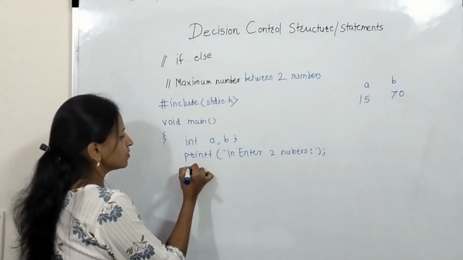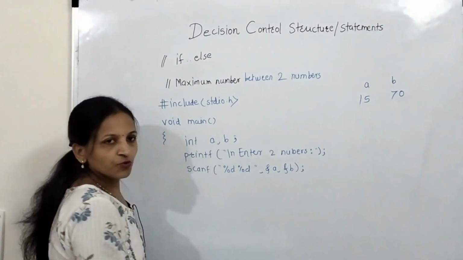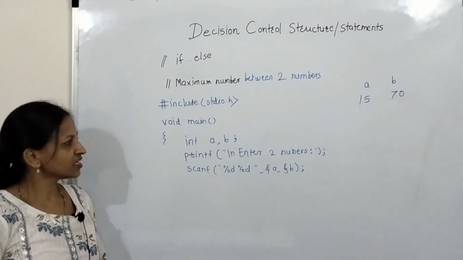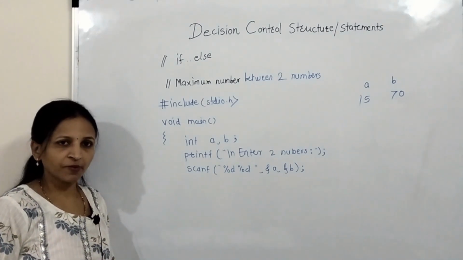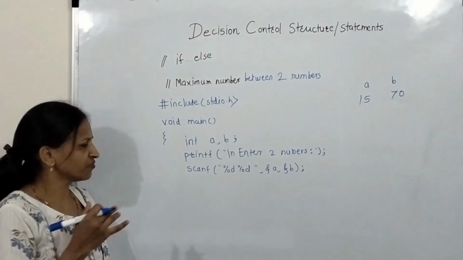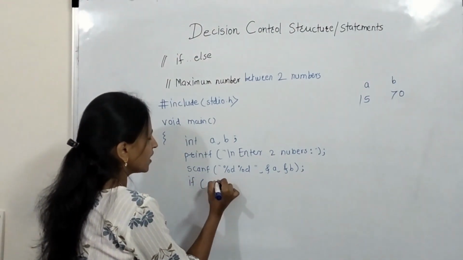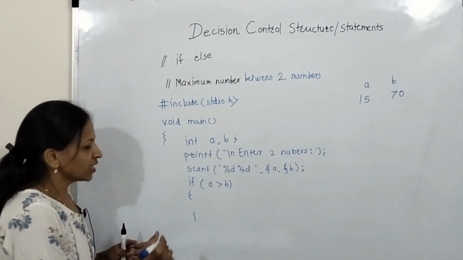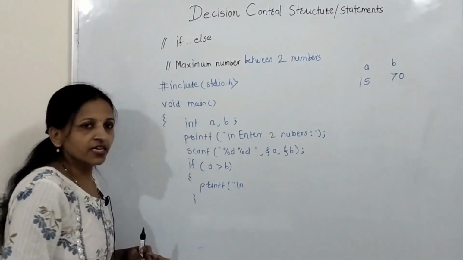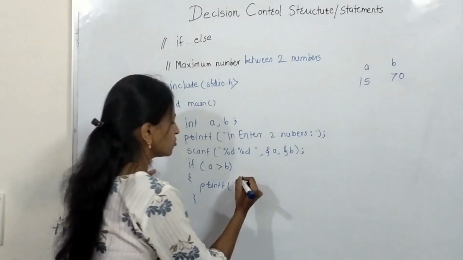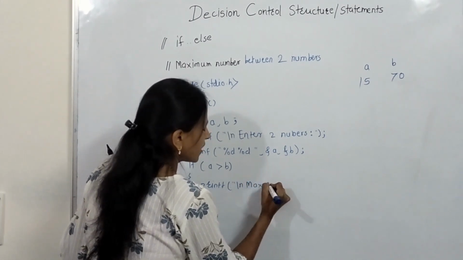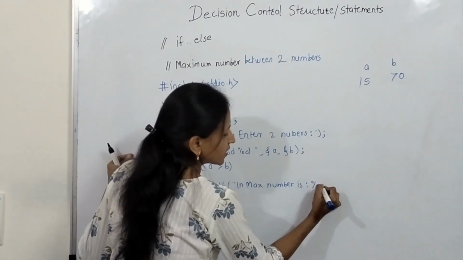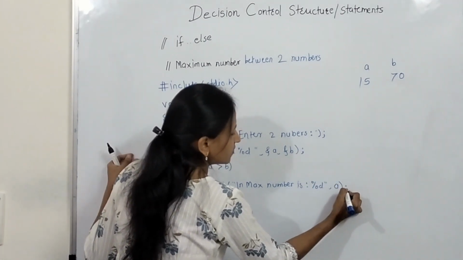Now just scanf. In this way, suppose we have accepted two numbers, then what to be done? We have to check whether A is greater than B. If A is greater than B, then we can definitely say that A is maximum, otherwise B is maximum. That's it, that we can use. We can write like this: if A greater than B, then what to be displayed? A is maximum. Like printf, or we can write maximum number is %d comma A. In this way.